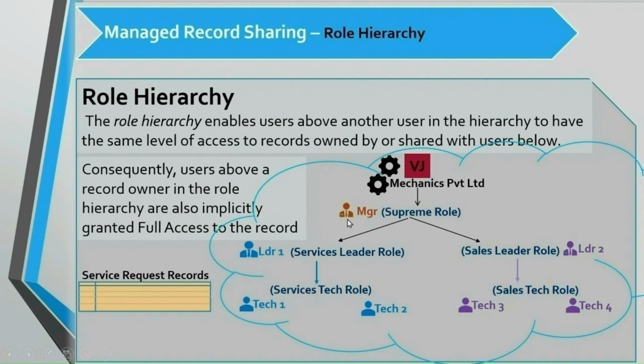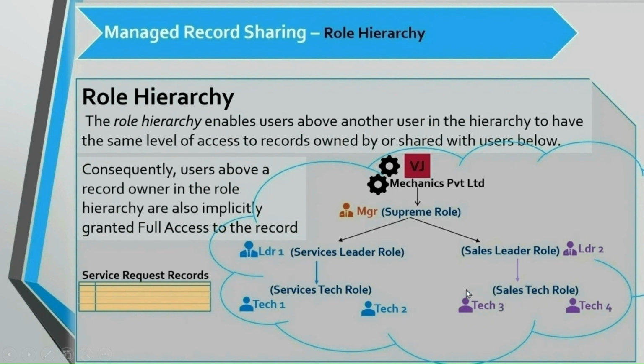After we have configured this role hierarchy, the users above other users in the hierarchy will get the same access on the records owned by the users below. That is, LDR1 and MGR come above Tech 1 in the hierarchy. So, LDR1 and MGR would get the same access as Tech 1 has on those records. Consequently, if the record is created by Tech 1, then whoever comes above this user, that is LDR1 and MGR, would also get the ownership, that is full access on that record.